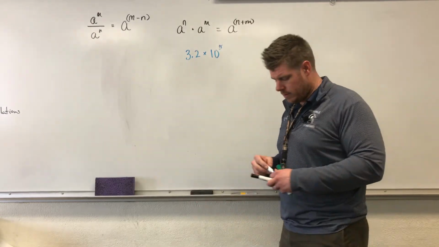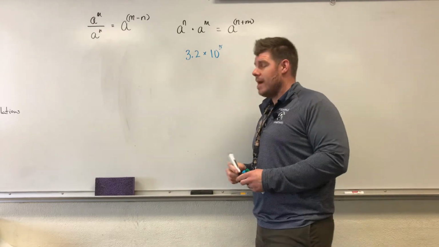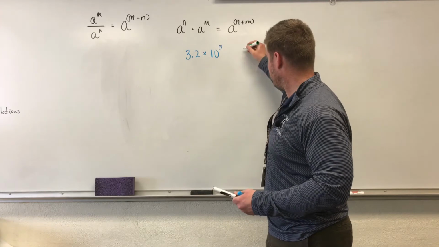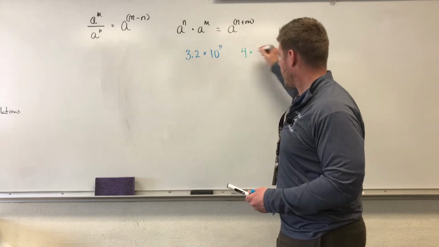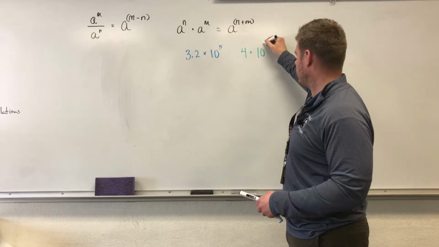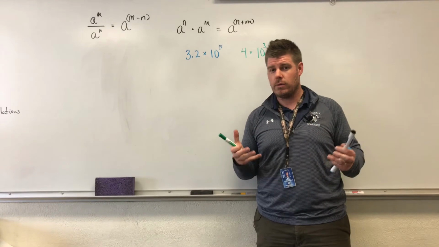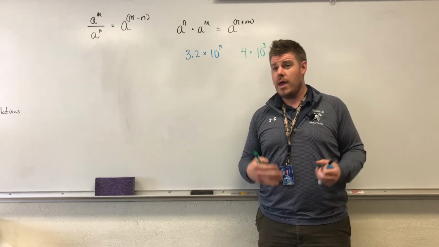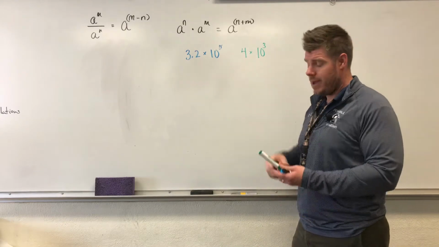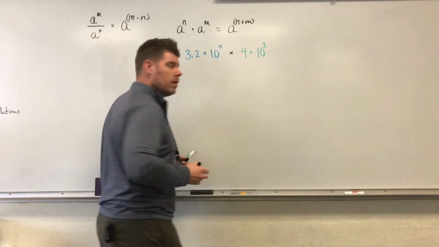Then they might say to multiply this by another one, say 4 times 10 to the 3rd. So they're giving you two numbers in scientific notation and saying, multiply. You just come down here and put a multiplication symbol between them.